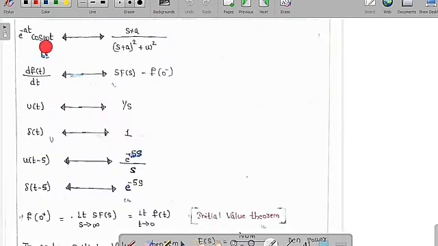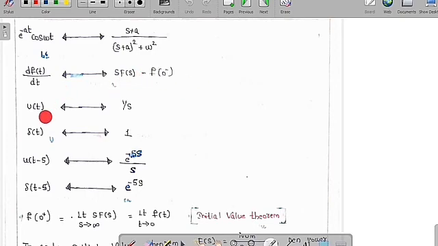Then e to the power of minus at into cos omega t means whenever there is a function e to the power of minus at into f of t, replace S by S plus A, which is f of S plus A. So therefore we are going to get S plus A by S plus A whole square plus omega square. And similarly, the Laplace transform of d by dt of f of t is equal to S into F of S minus f of 0 minus.